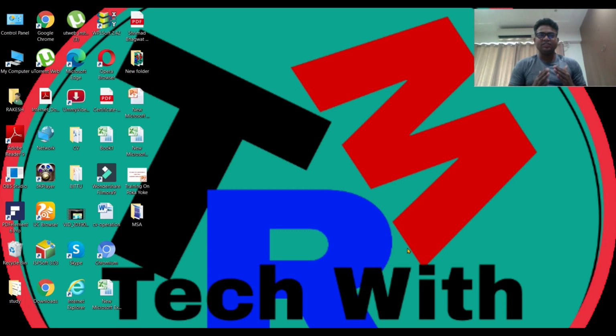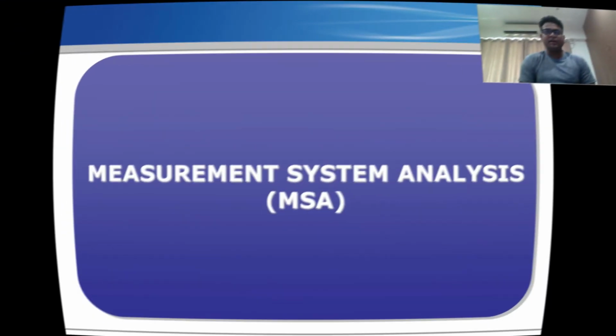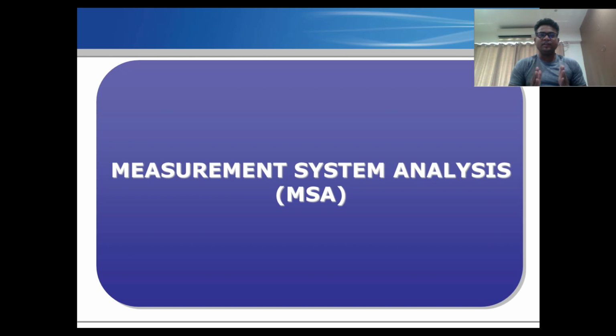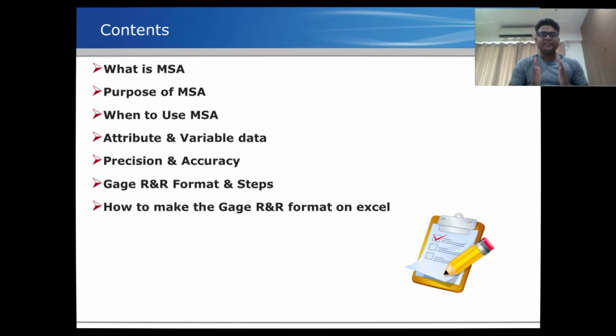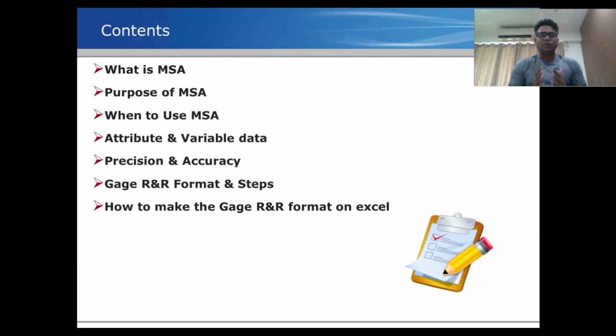So guys, let's start. Measurement System Analysis. This is one of the most important documents among the 5 important documents: MSA, SPC, FMEA, APQP and PPAP. These are the contents of today's discussion: what is MSA, purpose of MSA, when to use MSA, attribute and variable data, precision and accuracy, the gauge R&R format and its steps, and how to make the gauge R&R format in an Excel sheet.